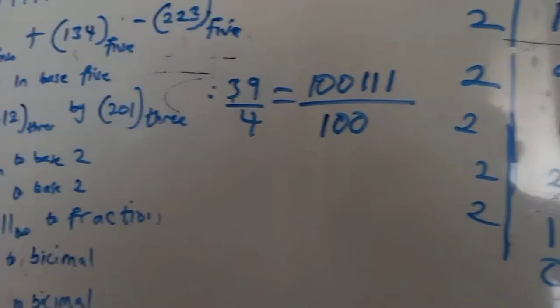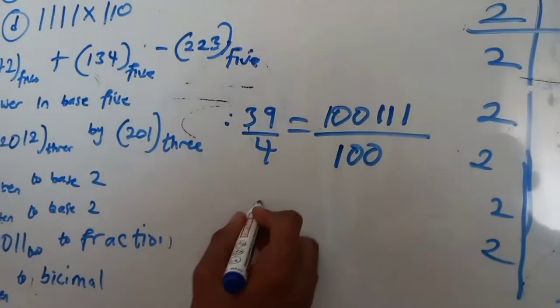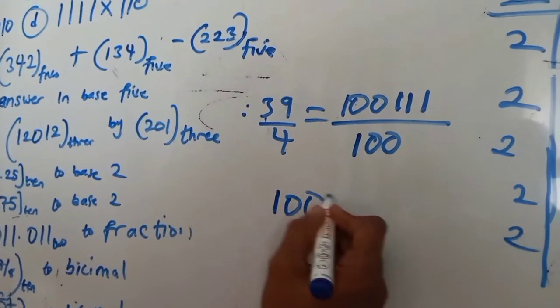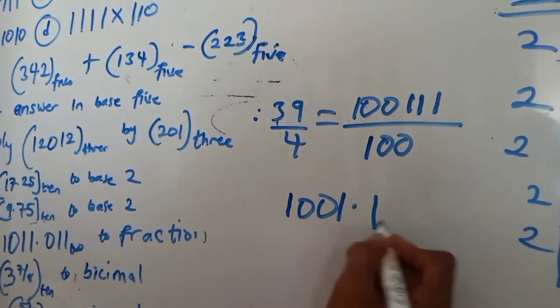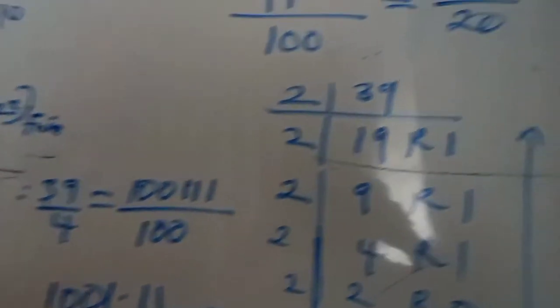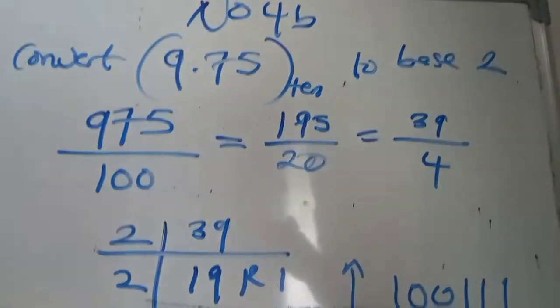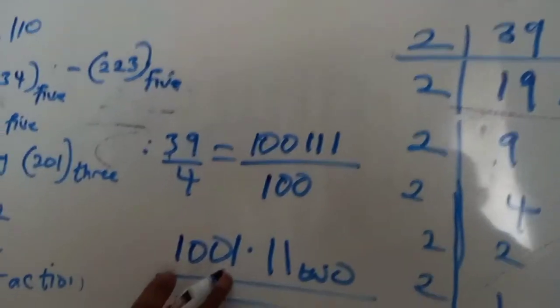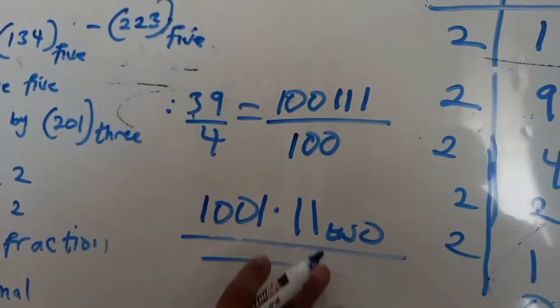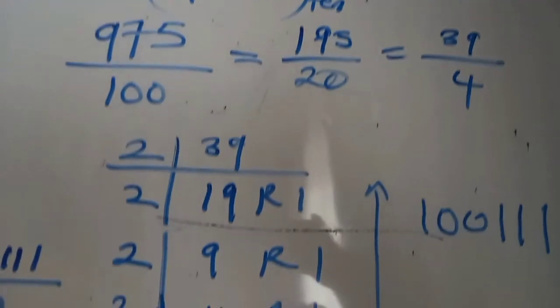So 100111 divided by 100 is 1001.11 base 2 as a final answer. So the conversion of 9.75 in base 10 to base 2 is 1001.11 base 2. A final answer. It's very simple. That is all.